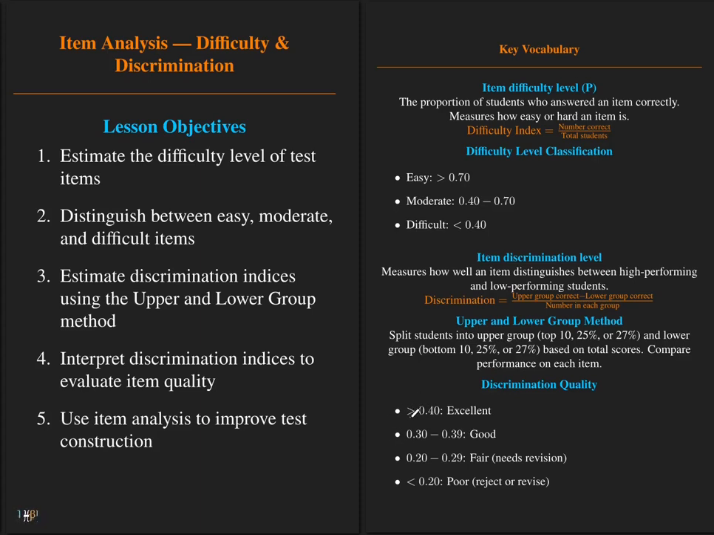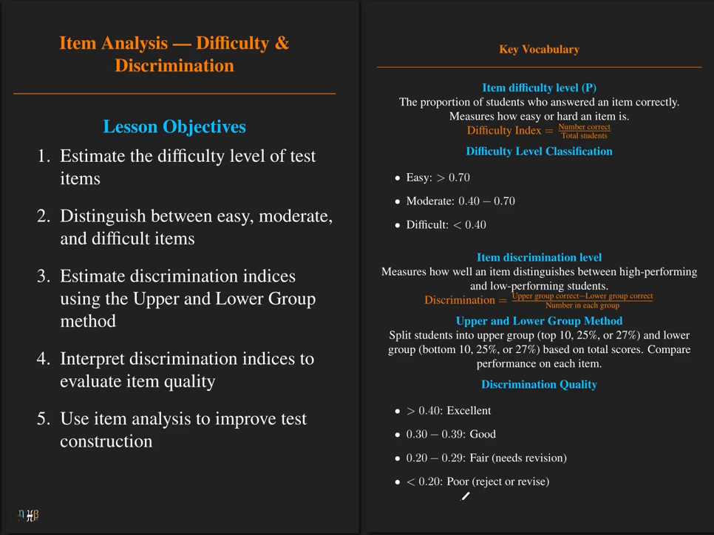Now, if you have a discrimination level greater than 0.40, it is excellent. It means you were able to distinguish. If you have between 0.30 and 0.39, it is good. 0.20 to 0.29, it is fair, and you need some revision. But if you have anything less than 0.20, then it is very, very poor, meaning you are not able to distinguish between the high performing students and the lower performing students.